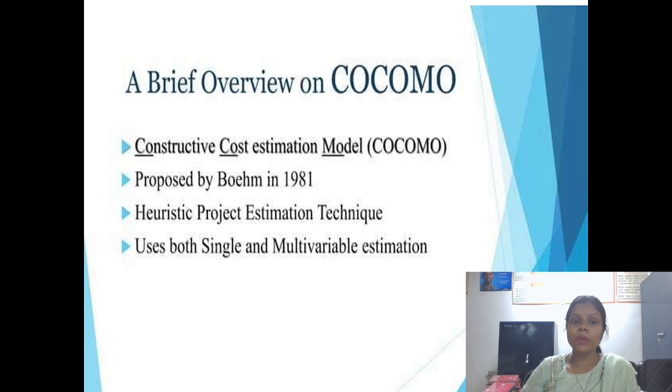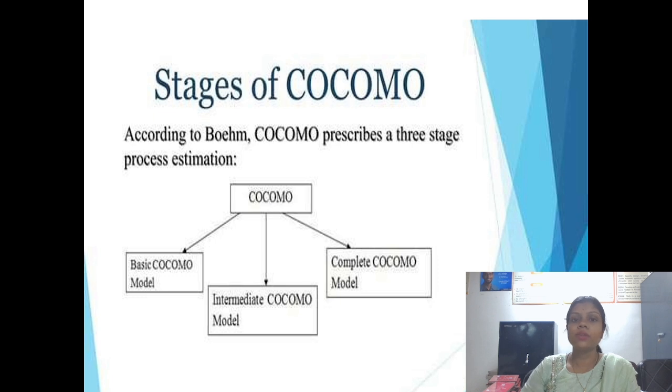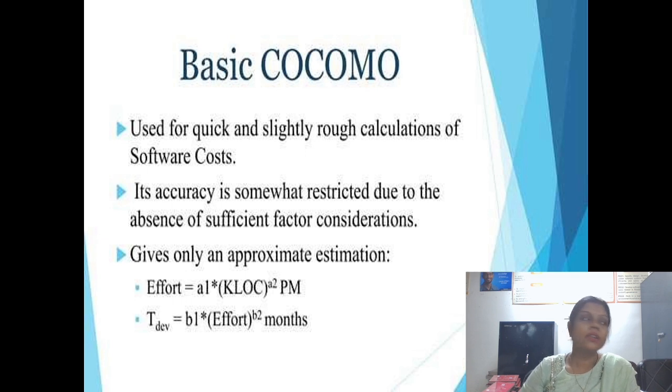It was proposed by Barry Boehm in 1981. It is a heuristic project estimation technique and it uses both single and multivariable estimation. As we know, for cost estimation there are stages in this COCOMO model, which prescribes three stages. First one is the basic COCOMO model, second one is the intermediate COCOMO model, and third one is the complete COCOMO model.